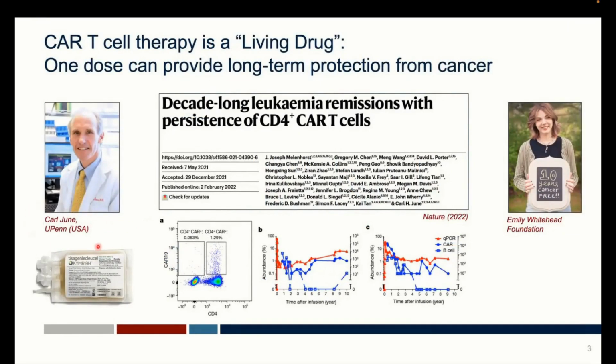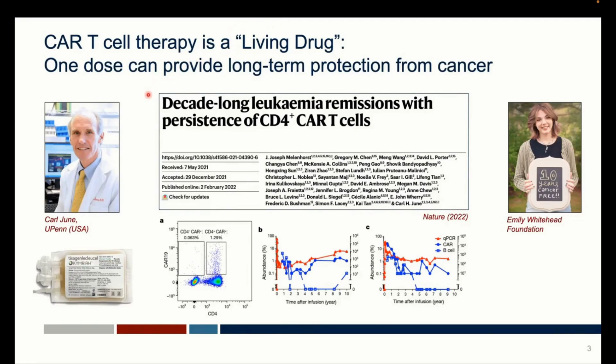My mentor, Carl June, developed the first CAR T cell product, Chimera, which was approved back in 2017, and there are already 10-year data of the treated patients. This data was published 2 years ago in Nature. What is pretty amazing is that in all of those patients who were treated, after 10 years, you can still detect the CAR T cells in the blood, which is shown here in the dot plot. So in this patient, after 10 years, there's still 1.3% of the T cells in the patient's blood that are CAR T cells. That's why CAR T cell therapy is called a living drug.